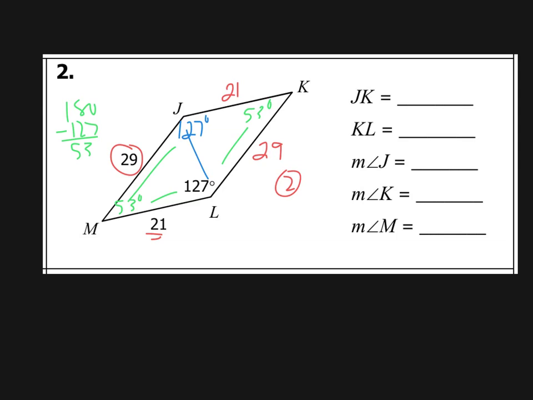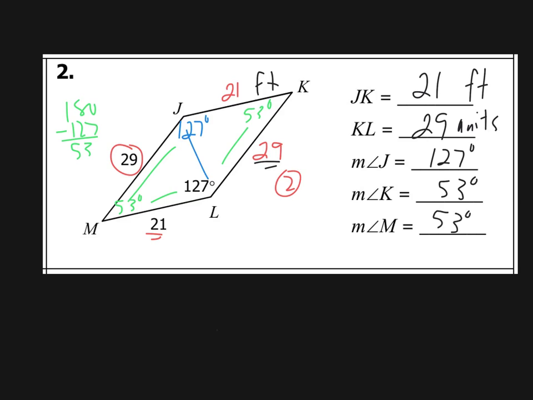Now I can just go right down the line and start filling in my answers. Because I've taken the time to fill in the diagram, I can just look at the diagram now and answer. JK is 21, no units necessary, but perhaps this was feet, I might put like 21 feet. KL is 29, maybe I should just write the word units. The measure of angle J is 127 degrees. The measure of angle K is 53 degrees. And the measure of angle M is 53 degrees. So again, fill in the picture first. Answering this is a breeze.